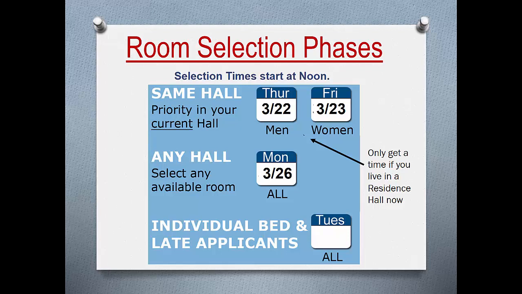During same hall selection and any hall selection, the first selection times will go to students who are 20 years and older by the first day of fall classes, and then residents 19 years or younger will get to select a room after. Individual bed selection begins at noon on Tuesday, March 27th.